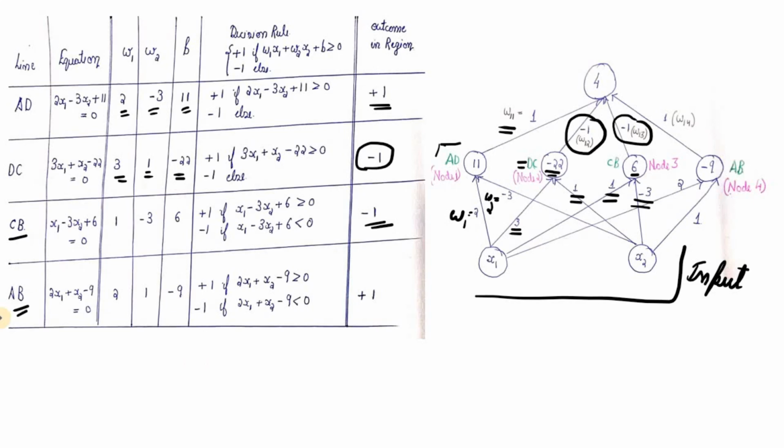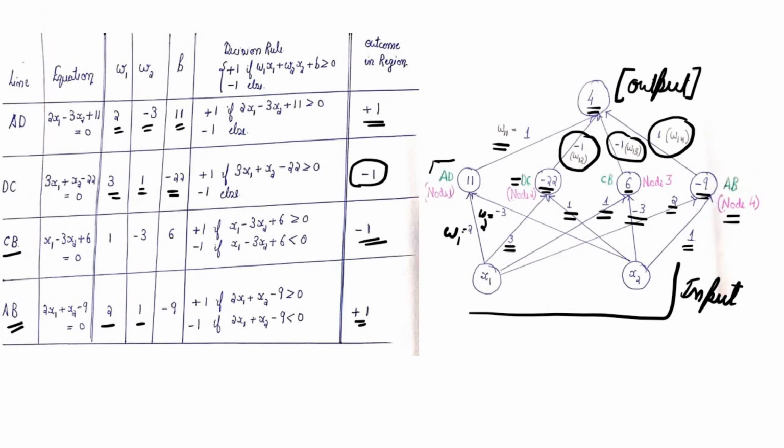Likewise, if I consider AB, which is the last node of the only one hidden layer which we were able to draw, the values of W1 and W2 are 2 and 1, which are correctly pointed out over here. And the value of bias is minus 9, and the output value of plus 1 is mentioned over here. Now, if we look carefully, we have to follow the same decision rule in the last node as well. This is the output node for us. So we were able to get till the output node, and we need to find out how exactly I am getting the value of 4 over here.